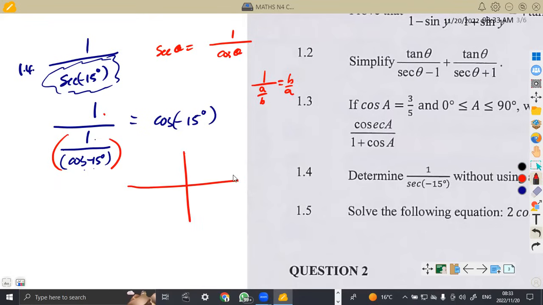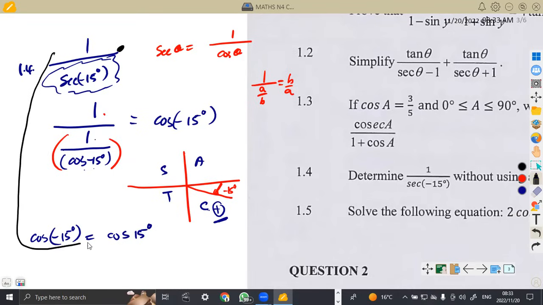From our negative angles, we know that negative angles are taken this way. So minus 15 is somewhere here. That's where we have minus 15 degrees. And we have All Students Take Calculus. But this quadrant for cos is always positive. So it simply means cos minus 15 degrees is equal to cos 15 degrees, because the quadrant that we have, cos, is positive.